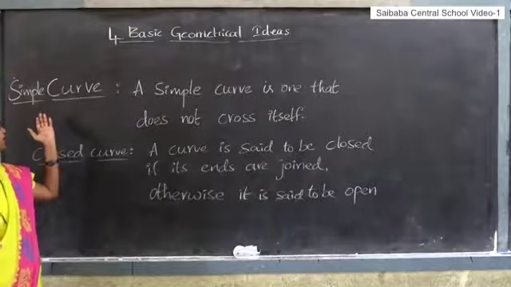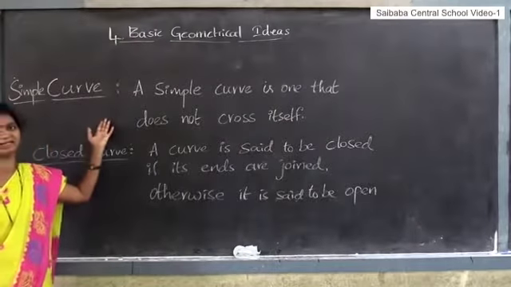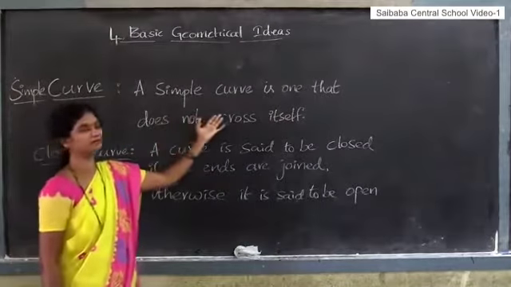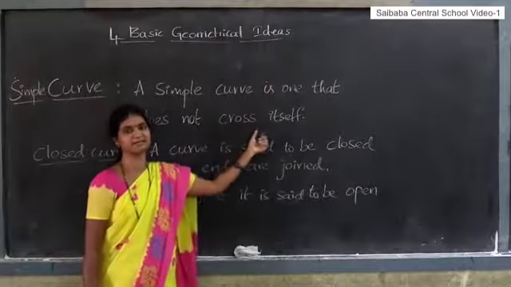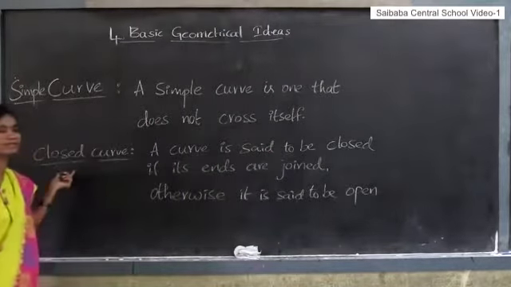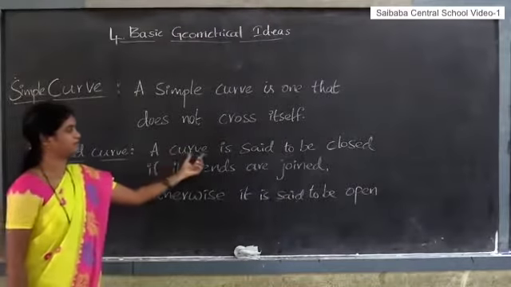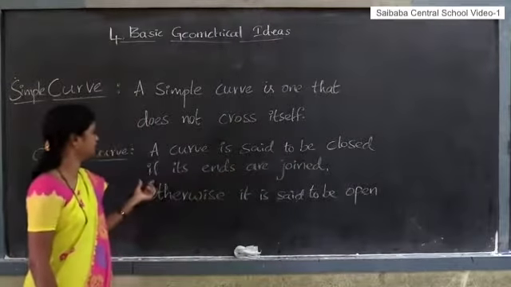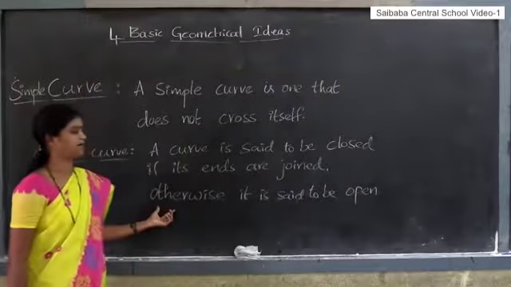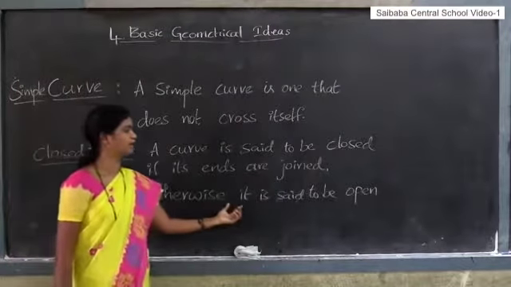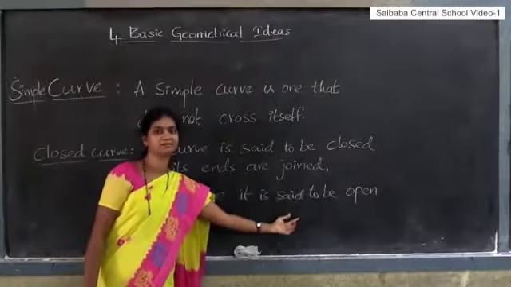So the definition of a simple curve: a simple curve is one that does not cross itself. Closed curve: a curve is said to be closed if its ends are joined. Otherwise, if it is open, we call it an open curve.